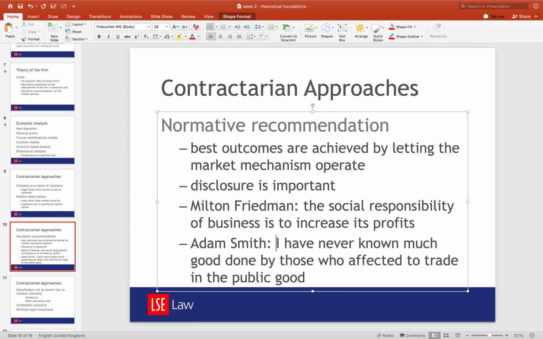There's also a famous quote from Adam Smith where he says, "I've never known much good done by those who affected to trade in the public good." So the idea is the market operates and we will all be better off when we each individually maximize the returns for ourselves.